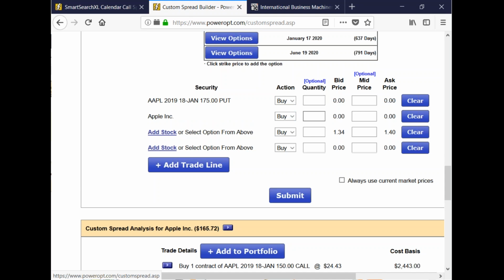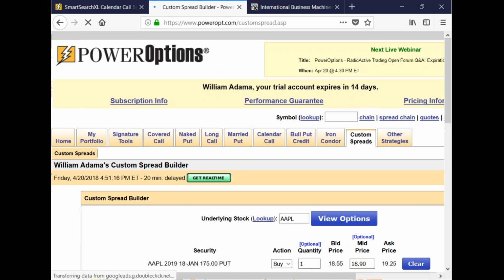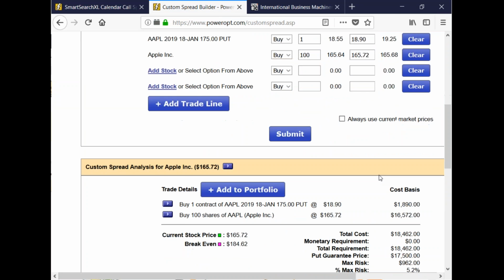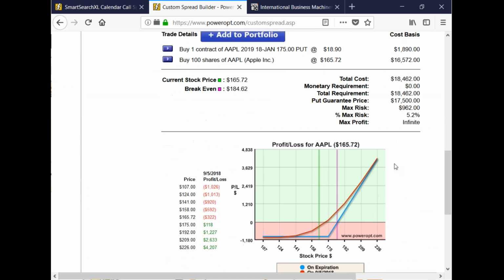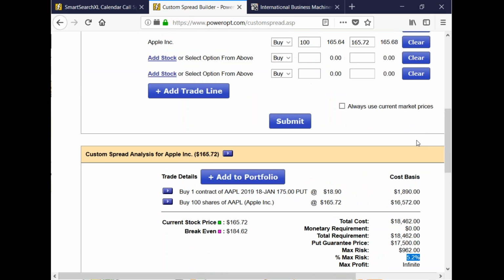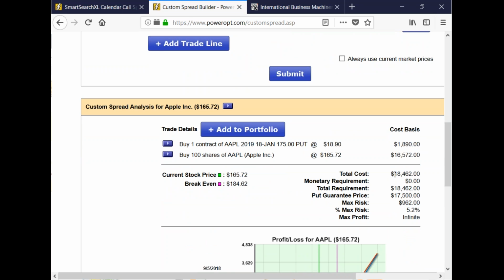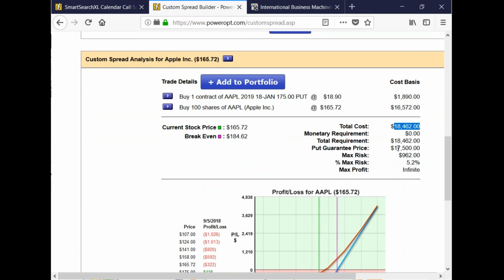By the way, I can't because it's outside of my price range. This might be a calendar spread for me. Okay? All right. So here's a position. A married put I would open, 5.2% risk, really in the range I like for a 9-month out trade. But it costs $18,460, I'm sorry, to do 100 shares in one put. Okay? And, of course, my risk is $962.